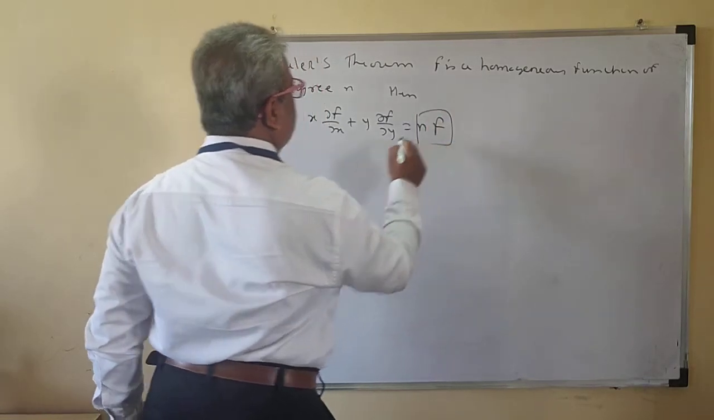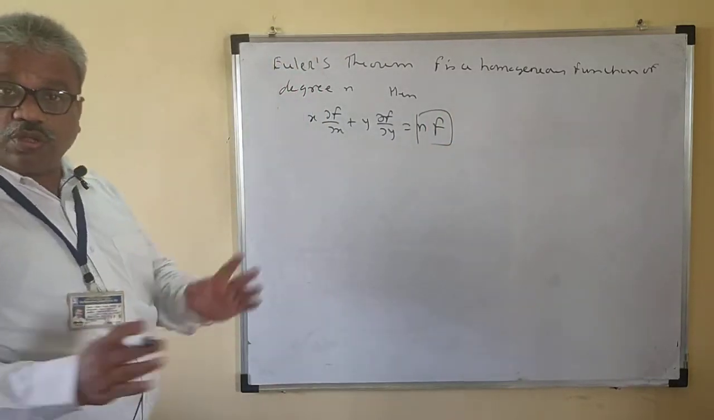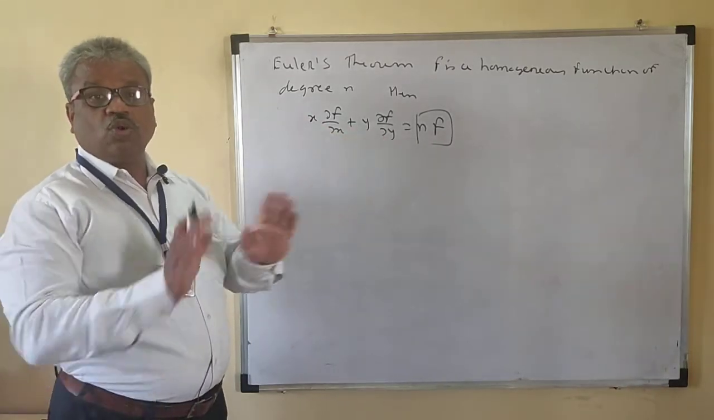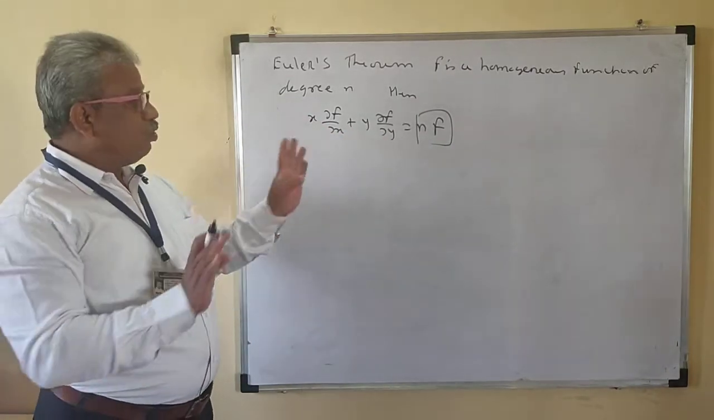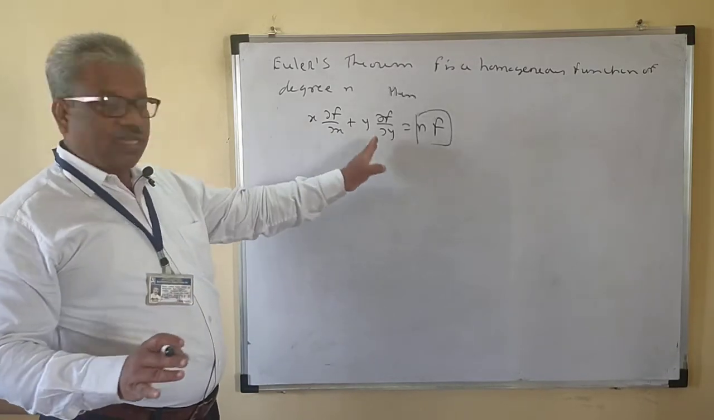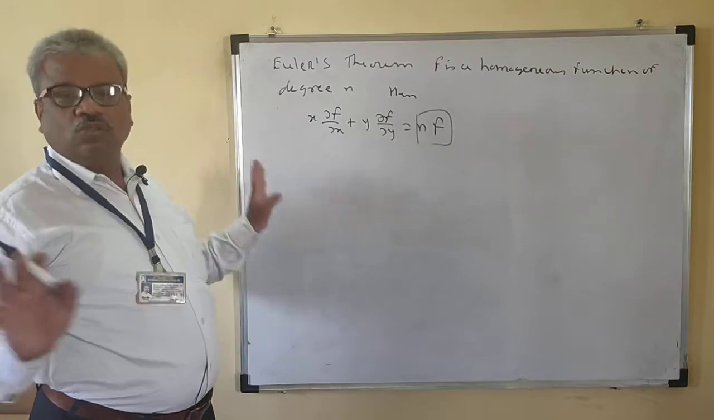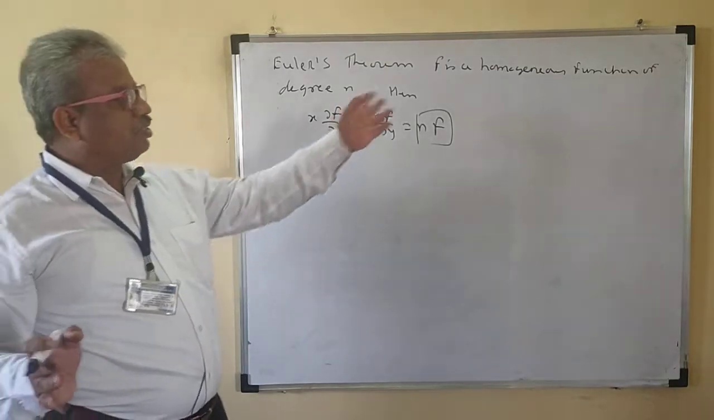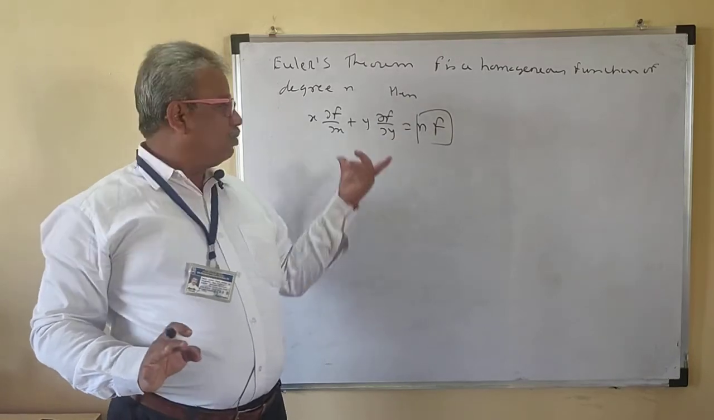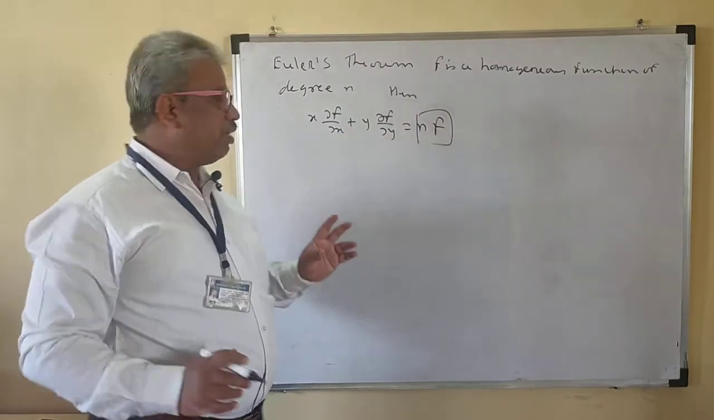This is very important. If you know the function is homogeneous, and they ask for x dou f by dou x plus y dou f by dou y, there is no need to differentiate partially with respect to x or y, no need to multiply by x and y and add. If you know the function is homogeneous, the answer is directly n times f.